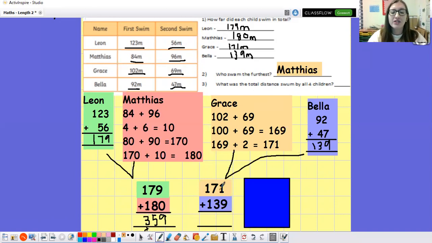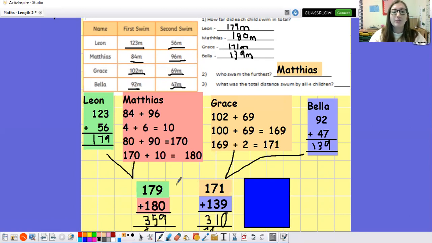So I've gone 171 add 139. So I'm going to do 1 add 9, which I know is 10. 7 and 3 is 10, add 1 is 11. And then 1 add 1 add 1 is 3, so 310.